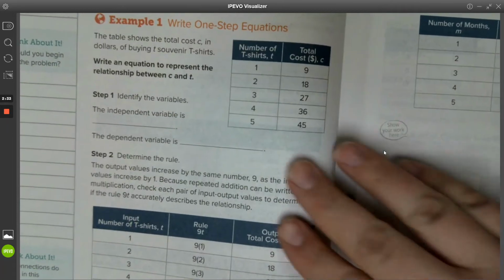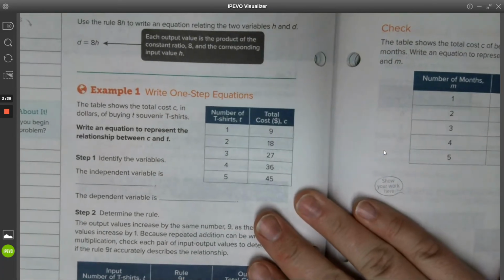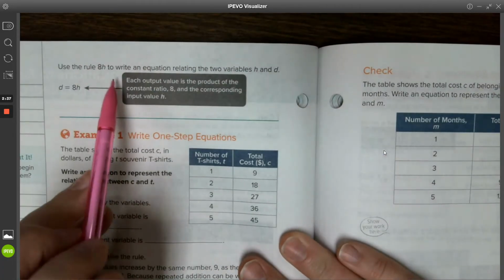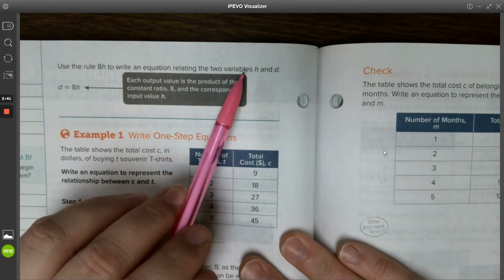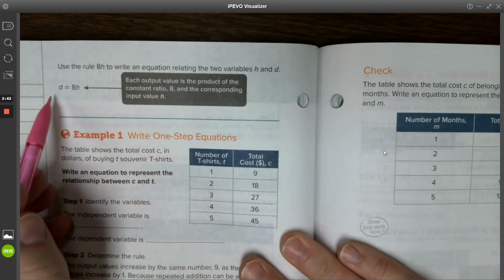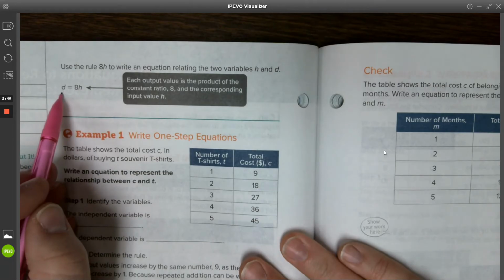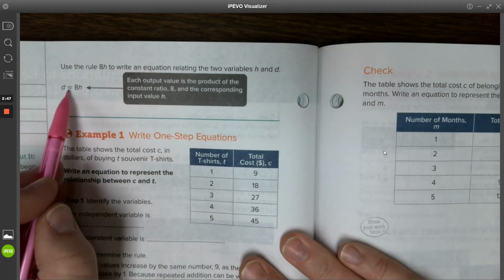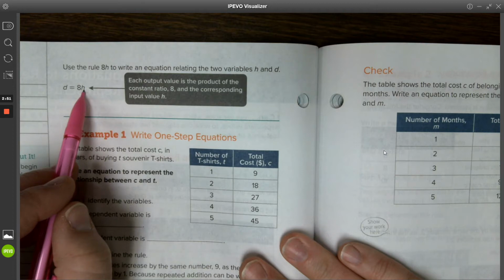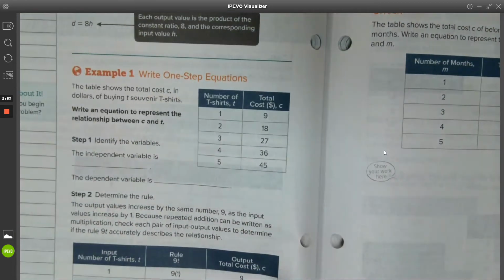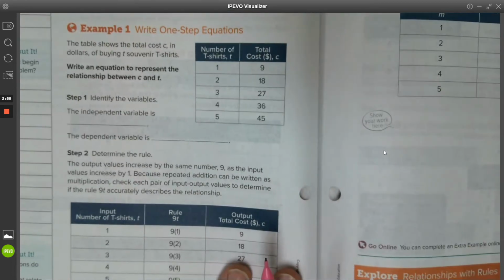Turning the page to 406. So we use that rule then, 8H, to write an equation relating the two variables H and D. So we would say D, the total dollars amount earned, equals 8 times H, or the number of hours worked. So let's take a look at example 1.